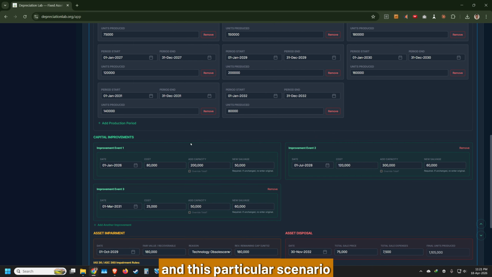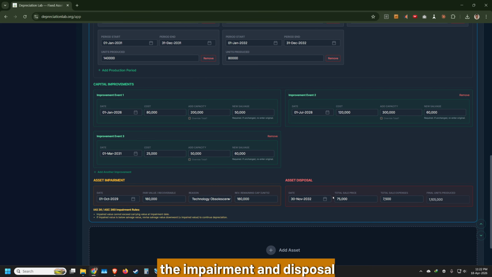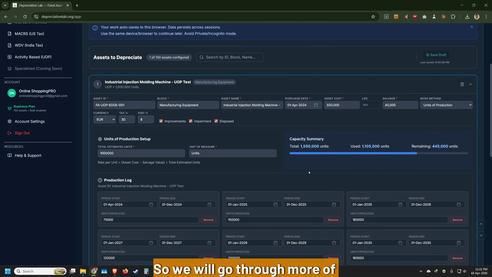And this particular scenario is complex, as I said. It has capital improvements with the units changing, and also the impairment and disposal. So we will go through more of this example in the later part of the videos when we do a deep dive.